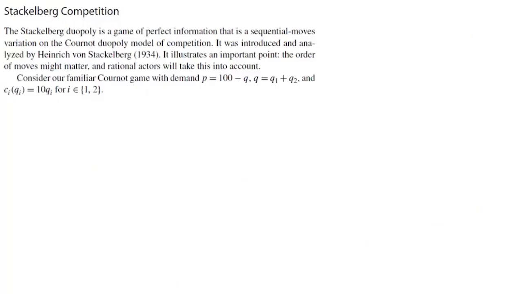Now we'll consider sequential version of Cournot's duopoly, which is Stackelberg competition. Now the Stackelberg duopoly is a game of perfect information, and it is a sequential move variation of Cournot's duopoly. So for this game, we'll assume our basic setup, that is price is given by 100 minus Q, where Q is Q1 plus Q2, and marginal cost for each firm is 10. Now in this, firm 1 moves first and firm 2 moves next.